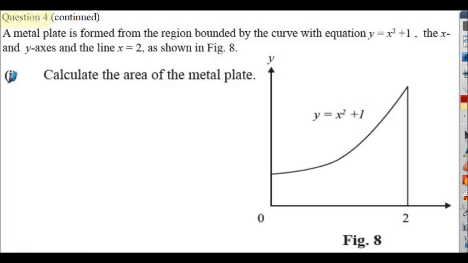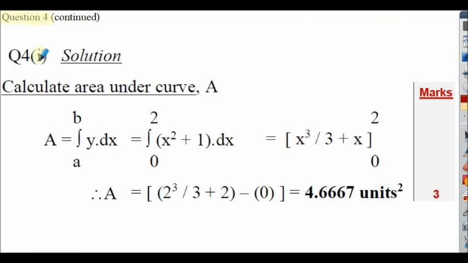So question 4, part 1, calculate the area of this metal plate, the area under the curve. Solution shown on the following slide. Notice that y is equal to x squared plus 1. That's the equation of the curve shown here. Question 4, solution part 1. Here's the calculation of the area A. Here's our y function, standard integral, ax to the n format.